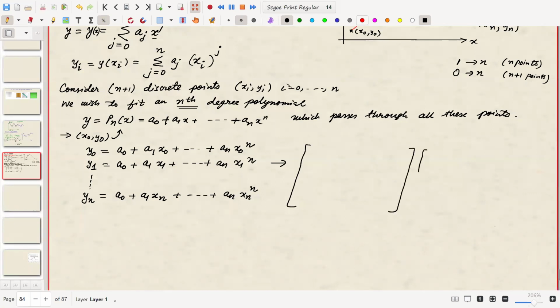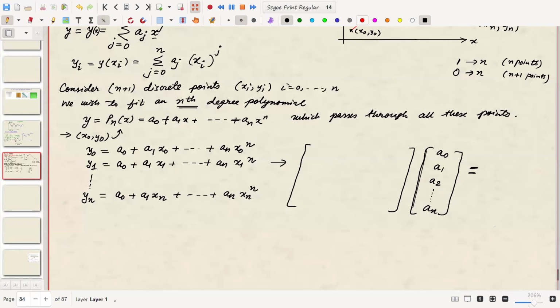See, you want the unknowns. In Ax equals b, the unknowns should be the x. They should be a naught, a1, a2, so on up to an. And there should be something on the right hand side. Now you have to determine what is the left hand side and what is the right hand side. The right hand side is easy, isn't it? The right hand side is just y0, y1, y2, so on till yn. Then what is the left hand side matrix?